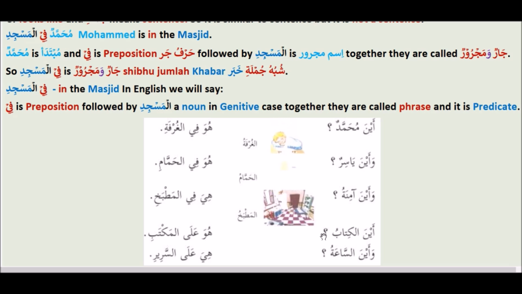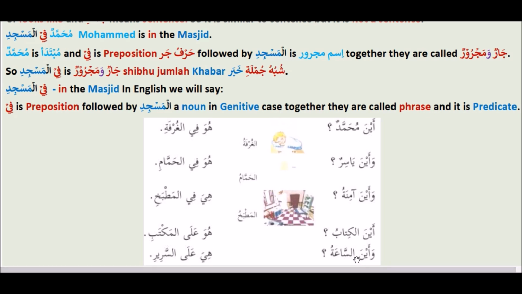Aina al-kitabu, where is the book? Al-kitabu, this is now definite, huwa ala al-maktabi. Now we will translate it. It is on the table. Huwa is mubtada, ala is harfu jar, al-maktabi is majroor. Together they are jarun majroorun shibhu jumla khabar.